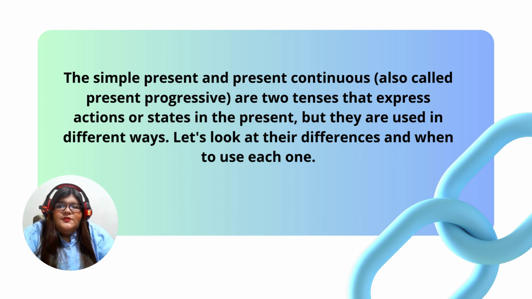So you must be wondering, what is the difference between them? And the answer is simple. The simple present and present continuous, also called present progressive, are two tenses that express actions or states in the present, but they are used in different ways. Let's look at their differences and when to use each one.